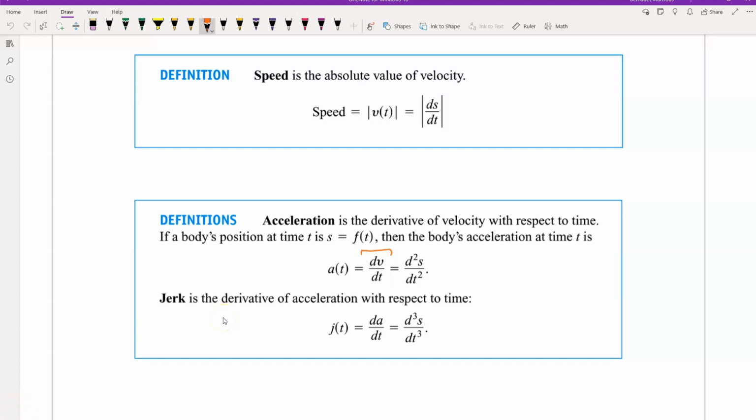And here jerk is the derivative of acceleration with respect to time. So j of t is equal to dA divided by dt, or the derivative of acceleration with respect to time, and this is equal to the third derivative of position with respect to time.